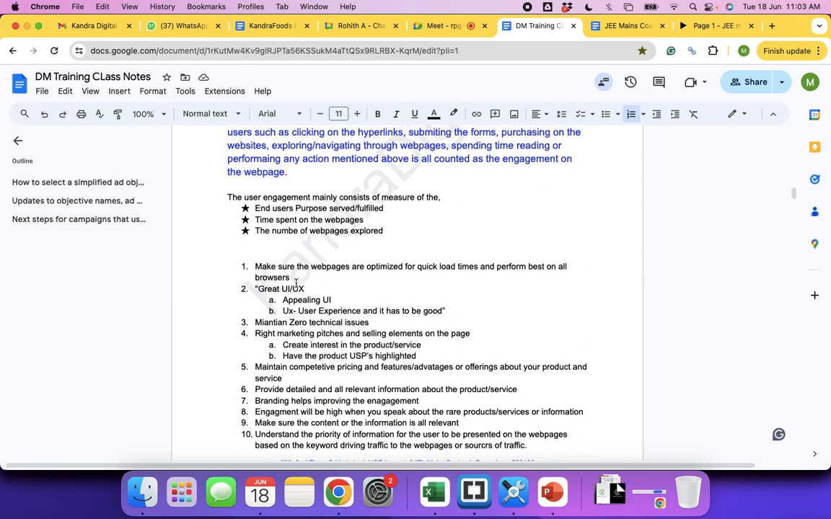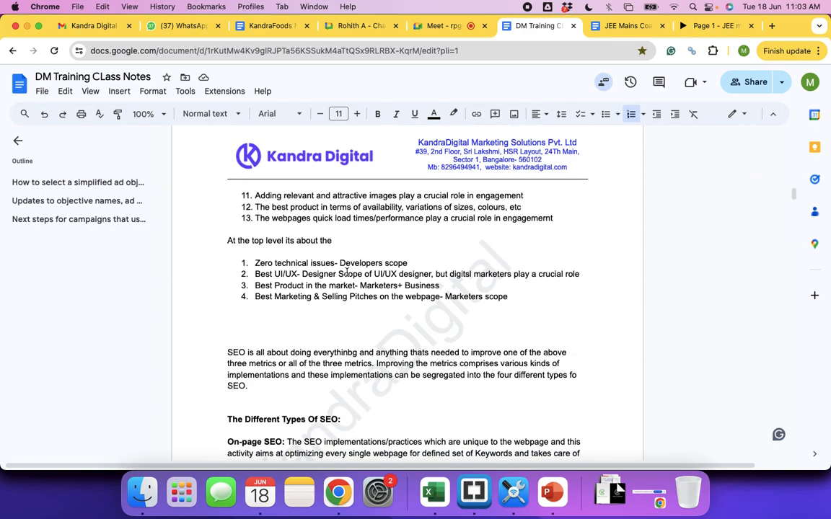So, for example, maintaining zero technical issues or making the website load quickly is not a simple activity. You have to put in a lot of effort, lots of thought process, and understanding the technicalities of the web also plays a role. It's a vast subject. Improving the performance of the website is a vast subject which we are going to study, correct?